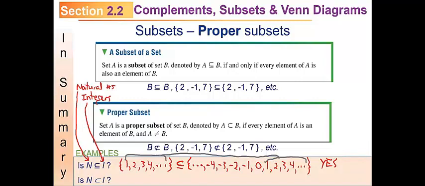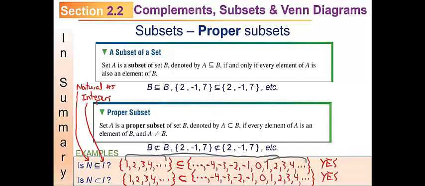Is the set of natural numbers a proper subset of the set of integers? Well, yes, because there's no equality. You can see that there are elements of integers that are not elements of the counting numbers or the natural numbers. So it is also true. Yes, the set of natural numbers is a proper subset of the set of integers.